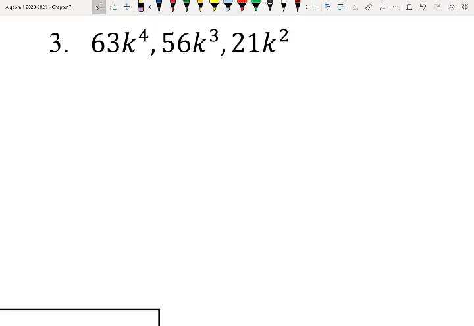Now the nice thing is the process doesn't change. It's just that if it's going to be common, it has to be common between all three of them, not just between any two of them. So you have to look and see what are the common factors between all three of these terms and not just the two of them.